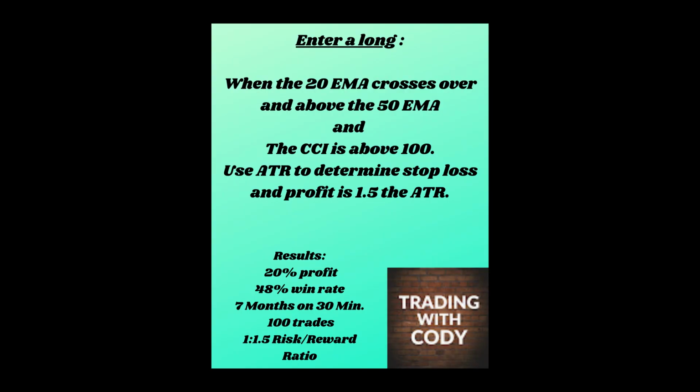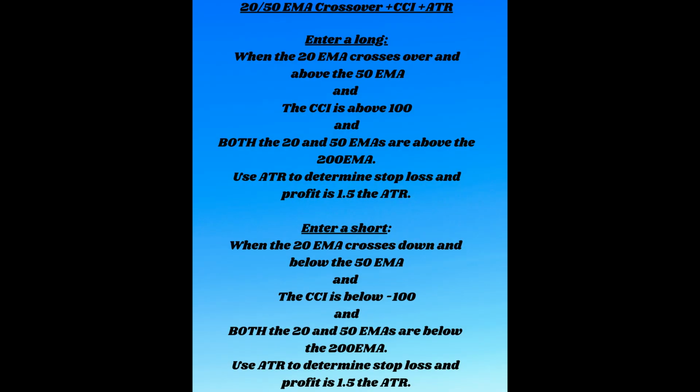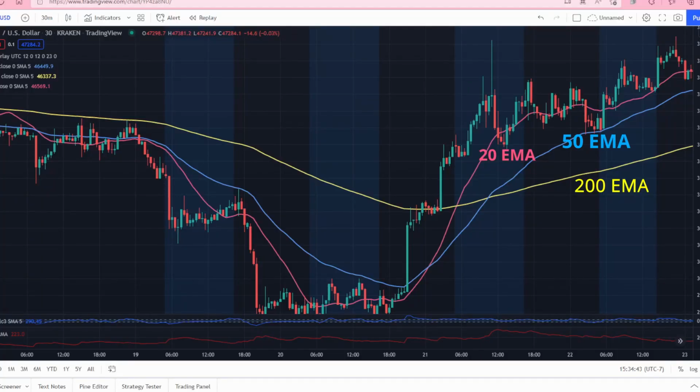So here are Cody's rules that he used on his channel when he tested this strategy, along with his results. I'm going to go ahead and test this on Bitcoin USD on the same 30-minute time frame, but I'm also going to throw in the 200 exponential moving average just for some added confluence. Here are my rules that I'm going to go by. To enter a long, the 20 EMA must cross over and above the 50 EMA, and not only does the price, but also both the 20 and the 50 EMA must be above the 200 EMA line.